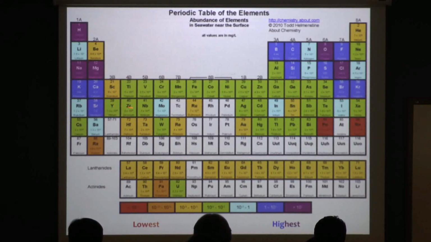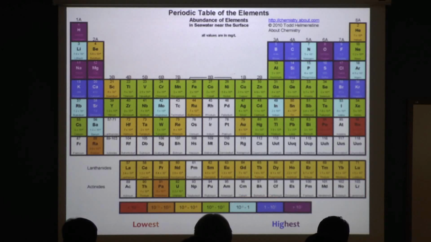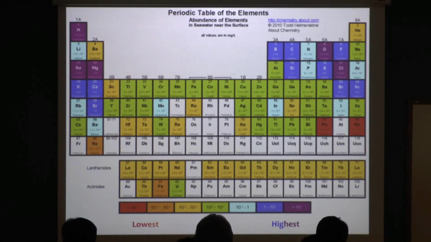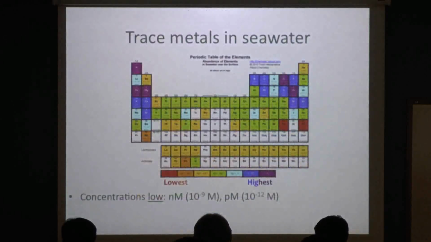The transition metals here in the middle and the trace metals are the ones that my lab's particularly interested in, are here in green. And each one of these color blocks denotes a 1,000-fold decrease in concentration. And so these elements are roughly 1 billion times less abundant than the major components of seawater, and their concentrations are typically on the order of parts per trillion. So their concentrations are very low.